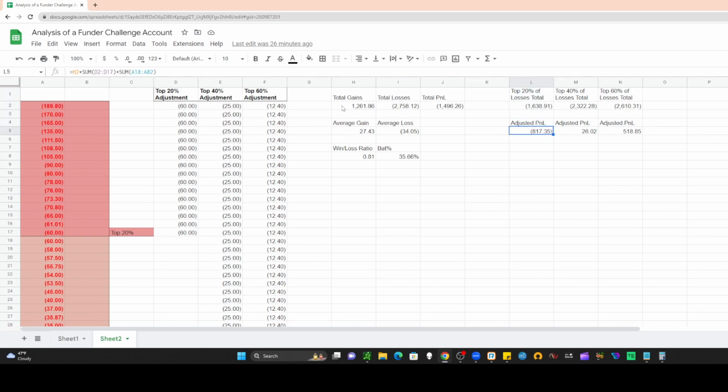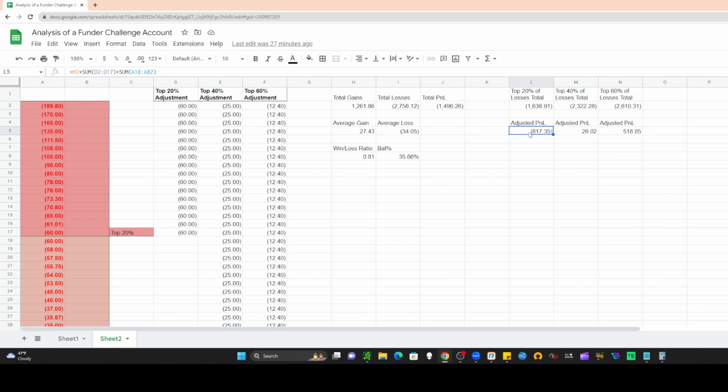When we add up all of our gains and our readjusted losses, we have a net loss of $817.35, which is way better than the loss of $1,496. So we've seen an improvement simply by cutting the losses faster. Okay, and again, this is on actual trading results. This is something someone actually did. So if this person had cut their losses to $60, they'd be in a much better position.